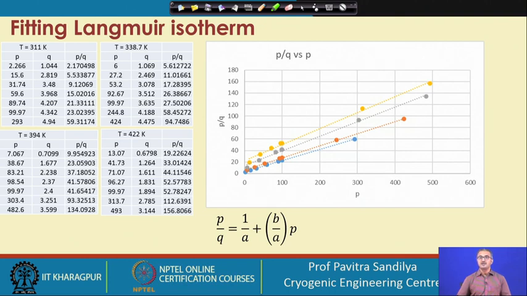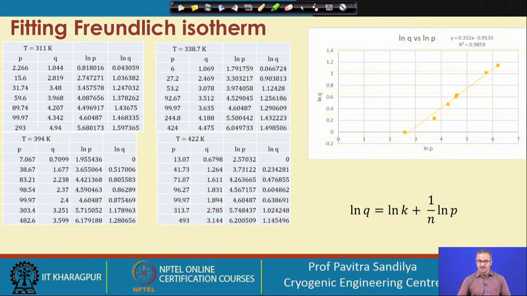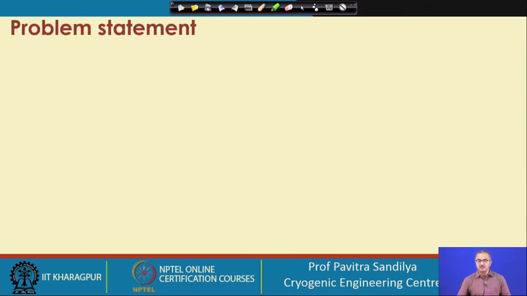So, we conclude that the Langmuir should be the one which should be used for fitting this particular data set, and that is how we conclude that the propane and charcoal activated carbon pair follows the Langmuir isotherm better than the Freundlich isotherm. So, this is how we compare the various isotherms by fitting them individually to a given data set.